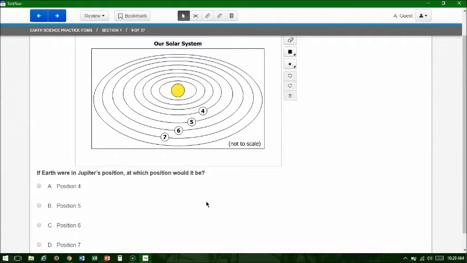Number 9 shows a diagram of our solar system. If Earth were in Jupiter's position, at what position would it be? It's kind of a strange question to say if Earth were in Jupiter's position. A better way to ask this question might just be, which of these numbers, 4, 5, 6, or 7, is where Jupiter is located? So the inner orbit here, that's Mercury, and then we have Venus, and then followed by Earth, and then Mars would be at position 4. Jupiter is at position 5, Saturn is at position 6, and Uranus is at position 7. So because we're focusing on Jupiter here, that is position 5.